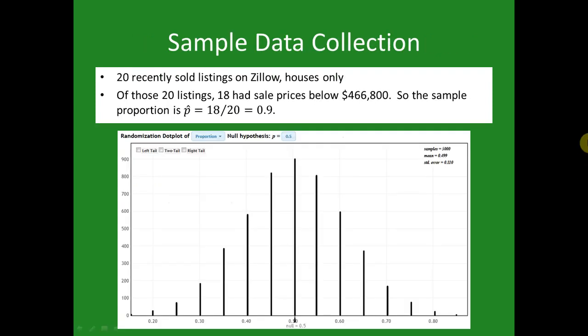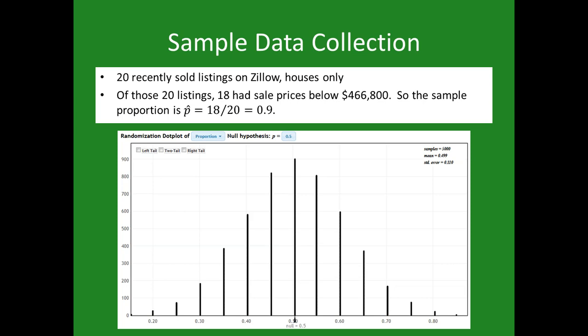The next thing is describing how the sample data were collected. We already saw the screenshots where it said there were 22 results, but there were 2 duplicates, so we ended up with 20 recently sold listings on Zillow, and it was restricted to houses only, so I think that would need to be included too. And of those 20 listings, 18 of them had sale prices below 466,800. You can go and check it if you want to. If you go to the CSV file for Kyburz, then you can tell just by counting. Or I guess you could set up an if statement to return a true if it's less than 466,800 and a false otherwise, or something to that effect if you wanted to do it that way. So the sample proportion, p hat, ends up being 18 divided by 20, which is 0.9.